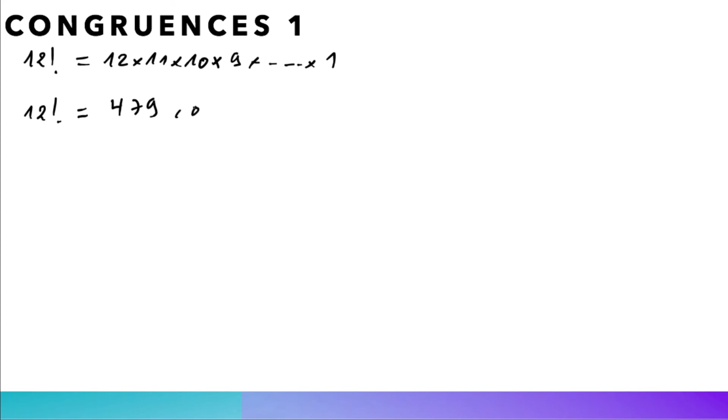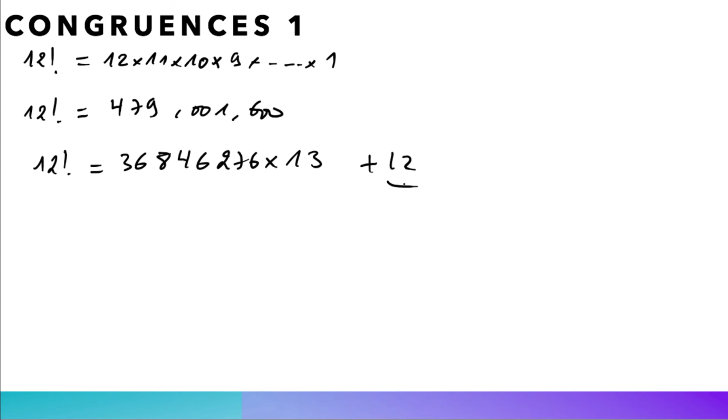In our second example, we would like to find the remainder of the division of 12 factorial by 13. Let me remind you that 12 factorial is 12 times 11 times 10 times 9 until we get to 1. A straight computation yields actually that 12 factorial is equal to 479,001,600. Now, as you can see, this is a huge number to which we can apply division with remainder to get that 12 factorial actually is equal to 36,846,276 times 13 plus 12. So the remainder of the division of this number by 13 is actually equal to 12.